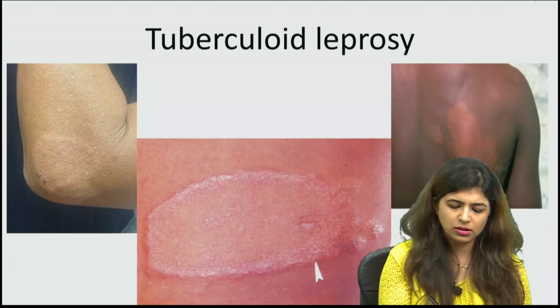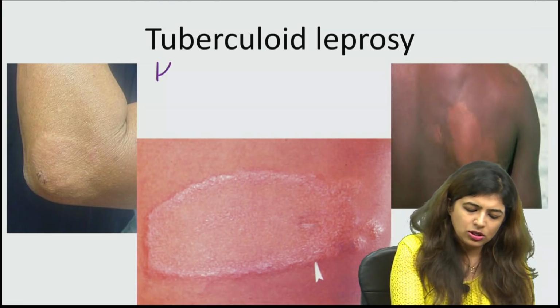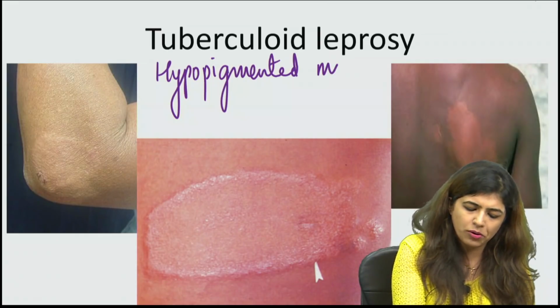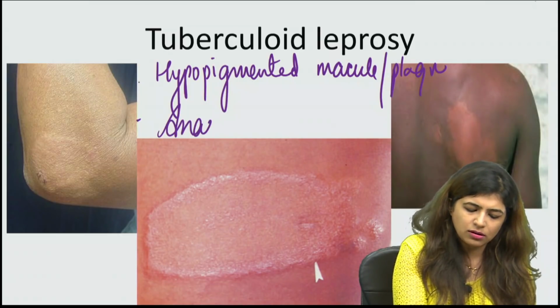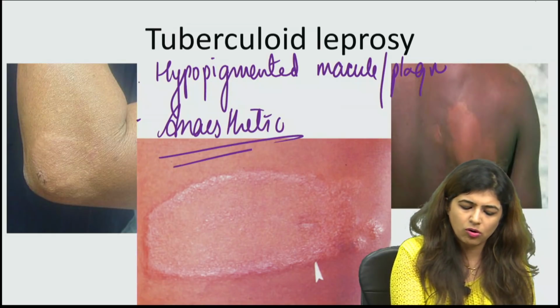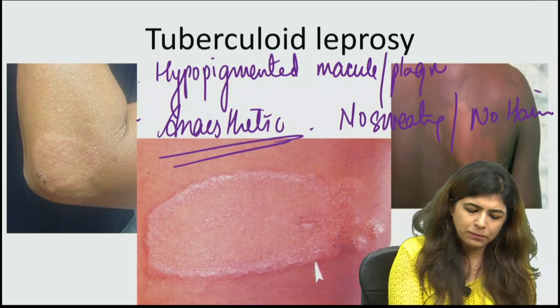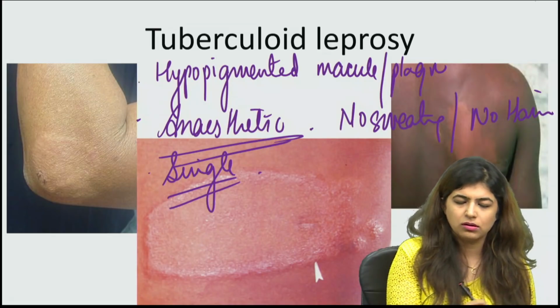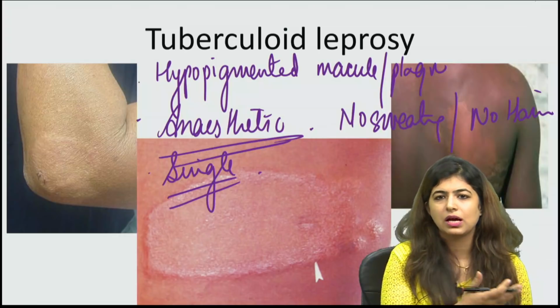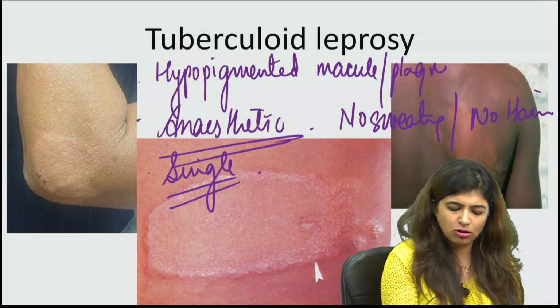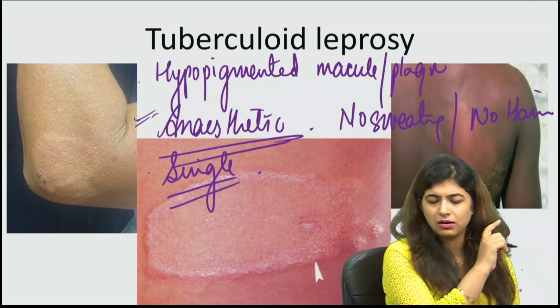What was the next option? Tuberculoid leprosy. Yes, tuberculoid leprosy can present as a hypopigmented macule or a plaque, but here it will be anesthetic. There will be a loss of sensation and there will be no sweating, no hair in the lesion, plus it will mostly be a single one. Could be anywhere on the body, the face, the arm, the leg, the shoulder, but it will be a single lesion with loss of sensation, not what the image there tells us.